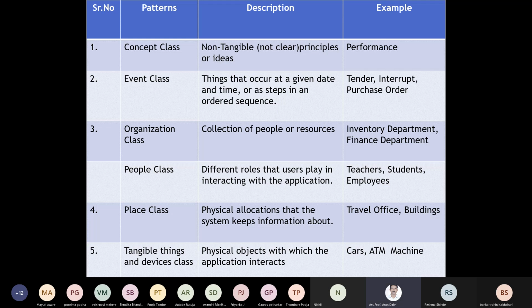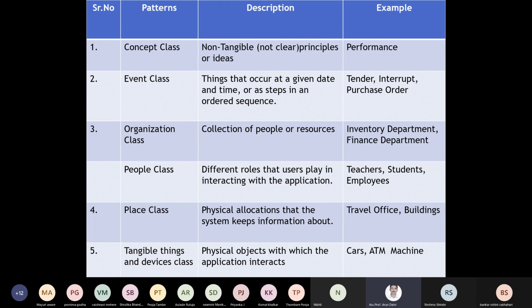Okay, then the third one is organization class. Organization class means a collection of people or resources. An organization has several people or several resources or several departments. For example, inventory department, finance department, research department. That organization class also includes people class. People class means the different roles that users play in interacting with that application. So people class means teachers, students, or employees. Okay, this is the people class under organization class.